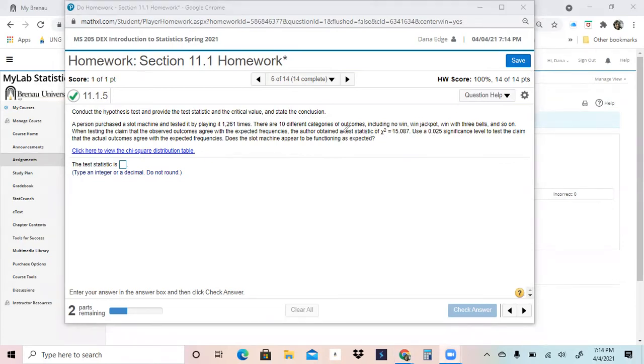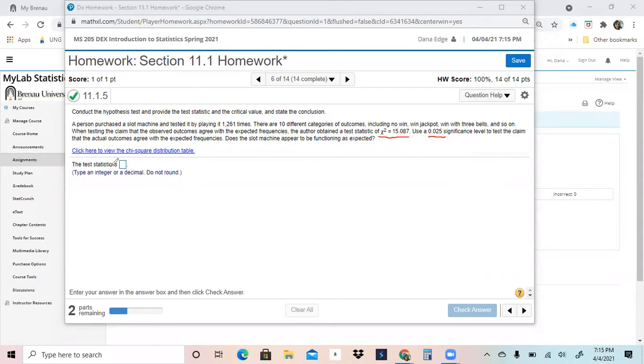The author obtained a test statistic of chi-squared equals 15.087. Use a 0.025 significance level to test the claim that the actual outcomes agree with the expected frequencies. Does the slot machine appear to be functioning as expected?